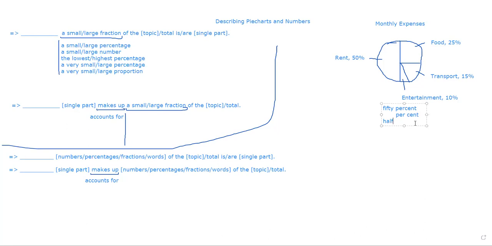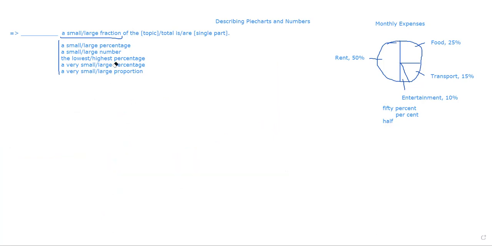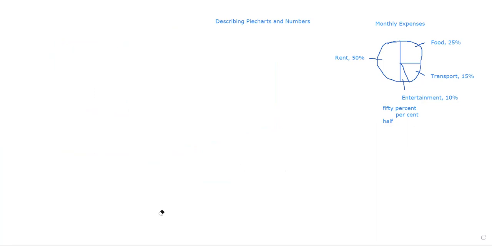Okay then, so now let's take a look at some of the ways in which we can describe some other numbers. Okay, so I am going to erase this portion. Okay, so kindly take a look.